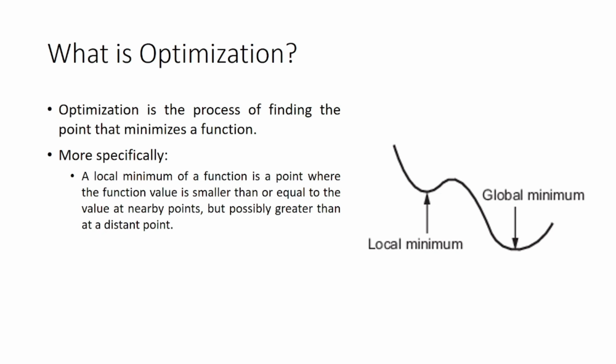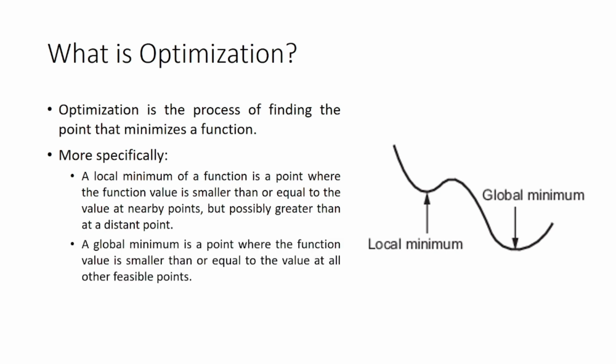A local minimum of a function is a point where the function value is smaller than or equal to the value at nearby points, but possibly greater than at a distant point. A global minimum is a point where the function value is smaller than or equal to the value at all the other feasible points.